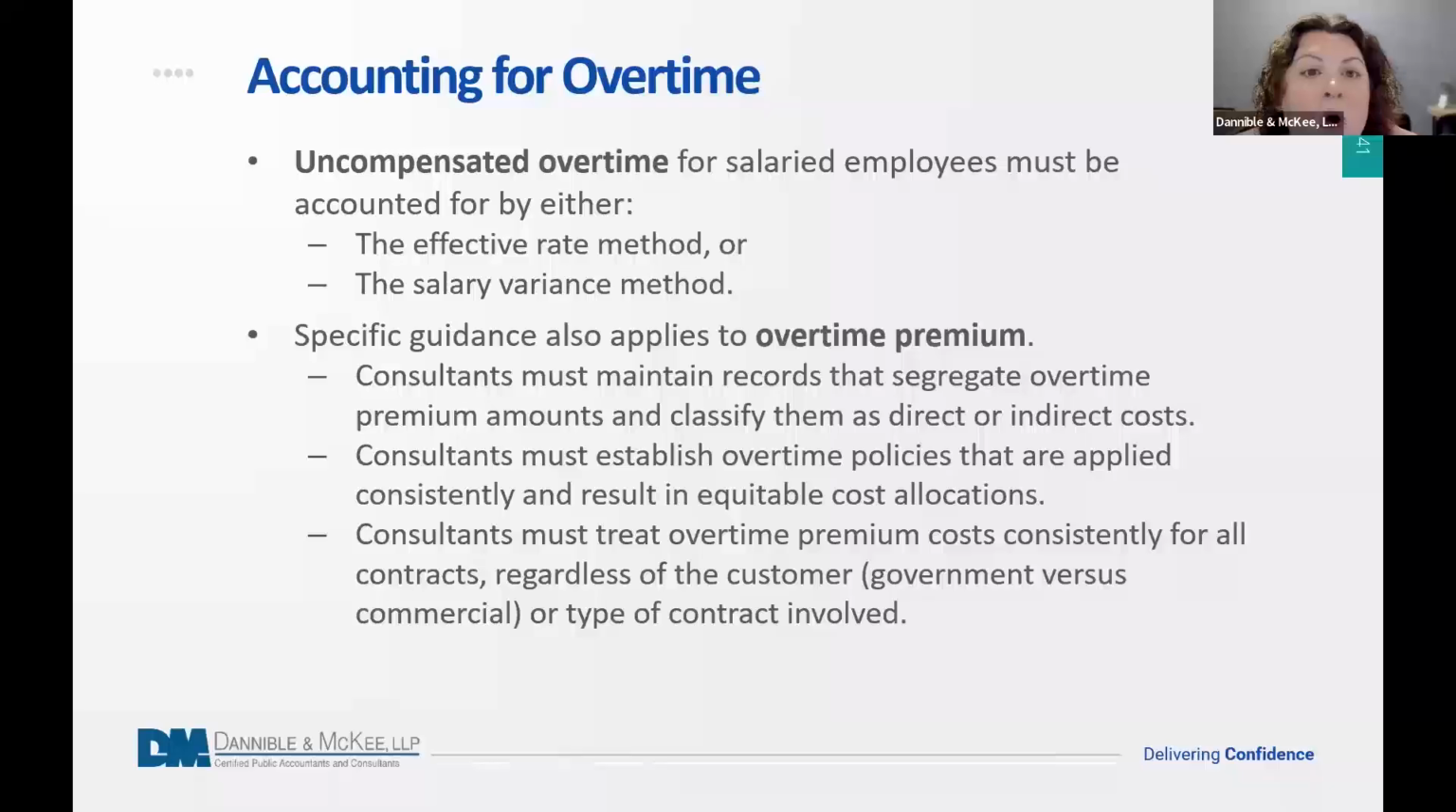Accounting for overtime. Uncompensated overtime for salaried employees must be accounted for either by an effective rate method or a salary rate variance method. So if you have a complex accounting software such as Deltek Vision or Ajera, the chances are you're already using the salary variance method, so your uncompensated overtime is being tracked properly.